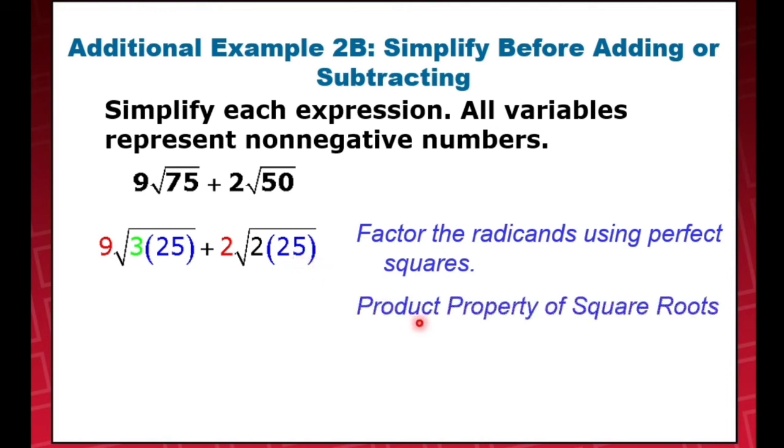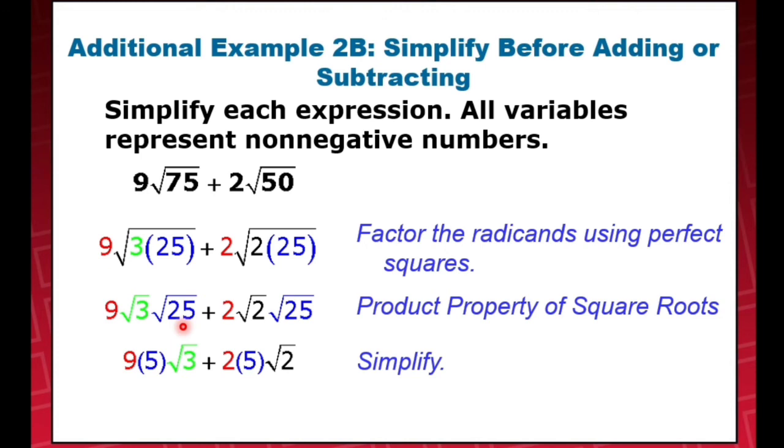Next, by using the product property of square root, pwede nating paghiwalayin yung 3 at saka 25. Ganun din yung 2 at saka yung 25. So we have 9 square root of 3, square root of 25, plus 2 square root of 2, square root of 25. Okay, and then simplify. The square root of 25 is 5. Ito po yun. And then the square root of 25 here is also 5. Ito naman po yun.